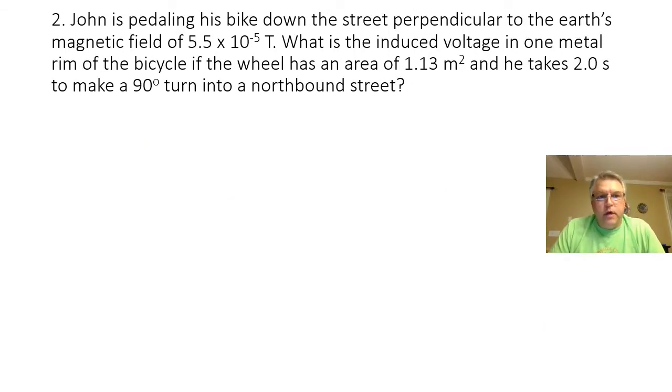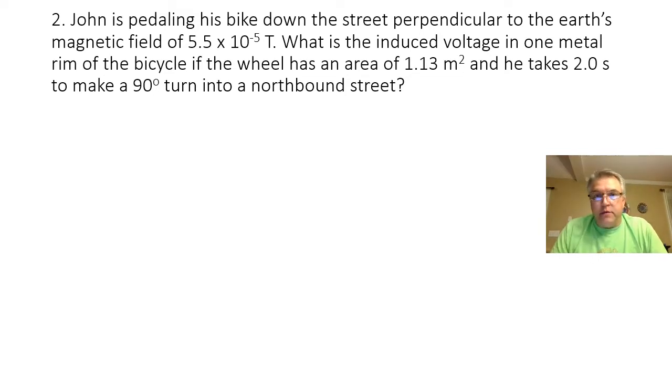Problem 2. John is pedaling his bike down the street perpendicular to the Earth's magnetic field of 5.5 times 10 to the minus fifth Tesla. What is the induced voltage in one metal rim of the bicycle if the wheel has an area of 1.13 square meters and it takes 2.0 seconds to make a 90-degree turn into a northbound street?